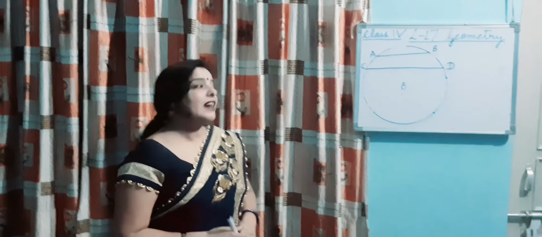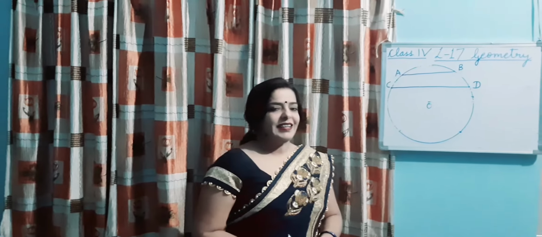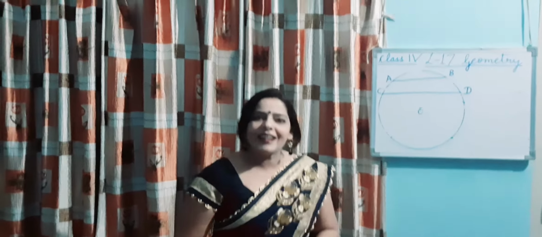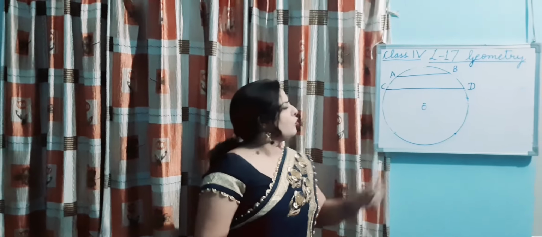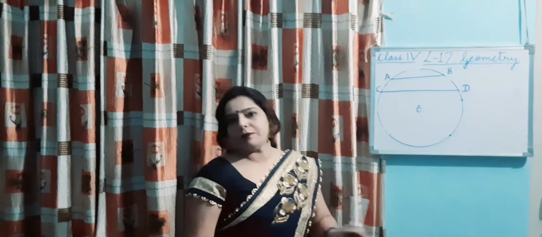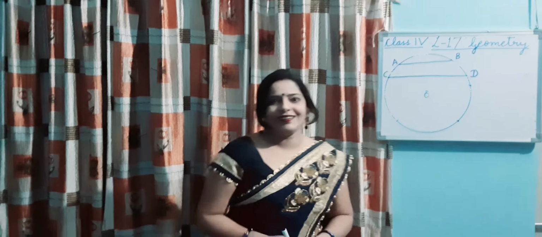As you know, a circle has many radii. In the same way, a circle has many chords also. You can draw as many chords as you want. A circle has unlimited chords.